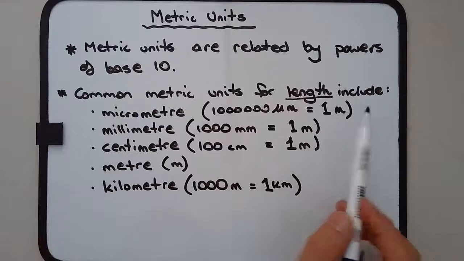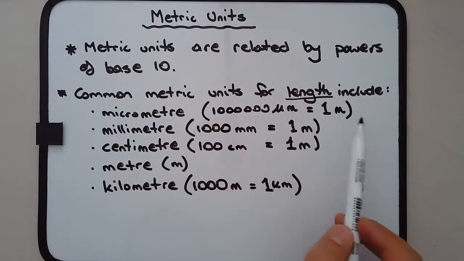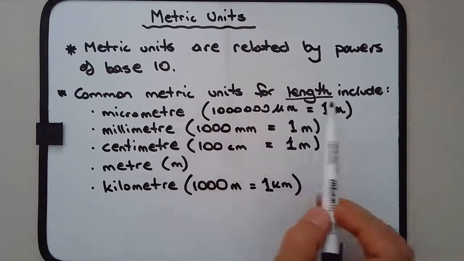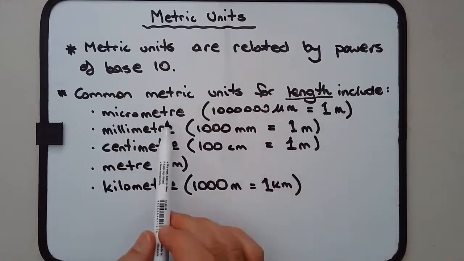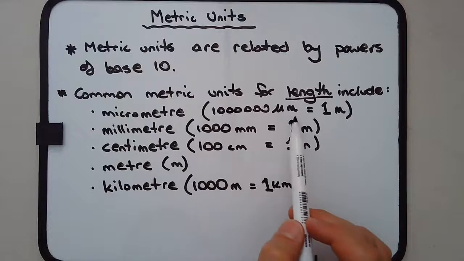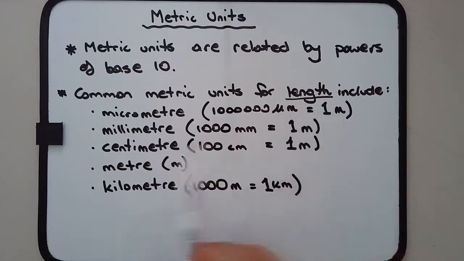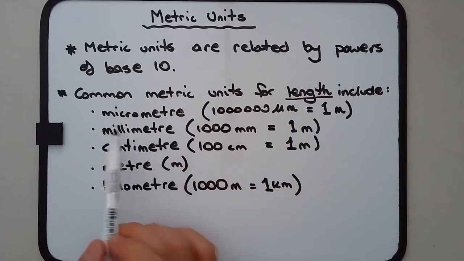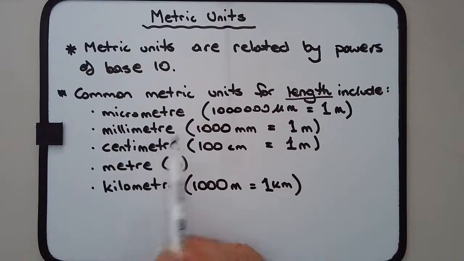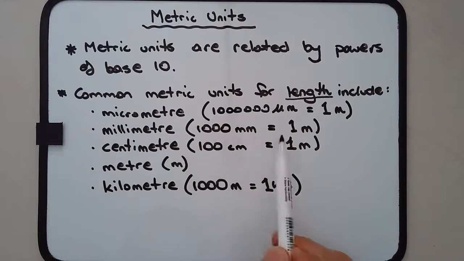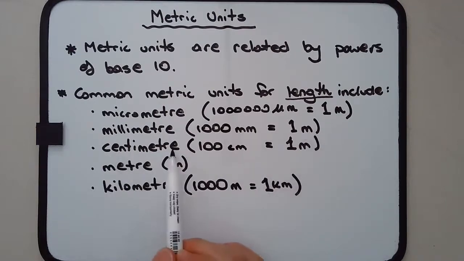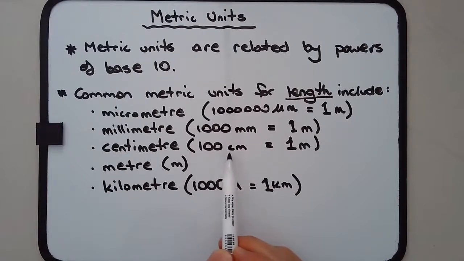Common metric units for length. Okay, so there's a few things here that we're going to look at, so length, mass, time, for example. Common metric units for length include the micrometer. Okay, so that's 1 million micrometers to 1 meter. Okay, that's the conversion. We've got the millimeter. Okay, that's probably the one we're most familiar with, millimeters and centimeters. 1,000 millimeters gives you 1 meter. Okay, that's the conversion.